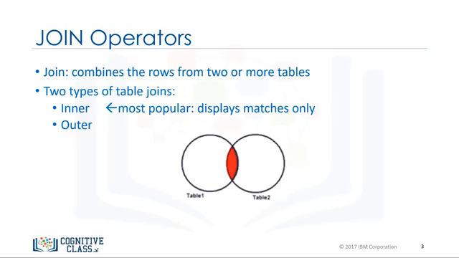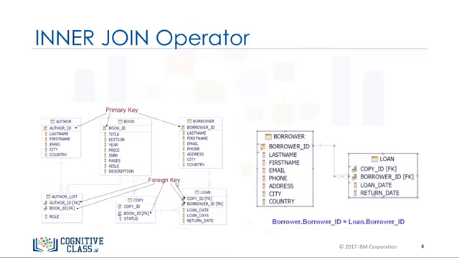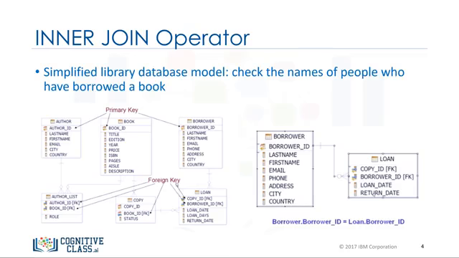An inner join matches the results from two tables and displays only the result set that matches the criteria specified in the query. An inner join returns only the rows that match. Based on our simplified library database model, if we want to check the names of people who have borrowed a book, this information is split between two tables. We need to find the names of people from the borrower table who are listed in the loan table, so we need to identify the relationship between the two tables.